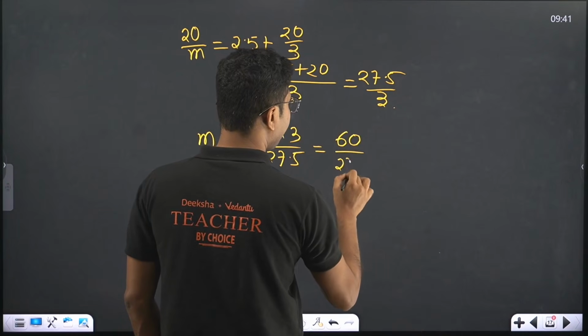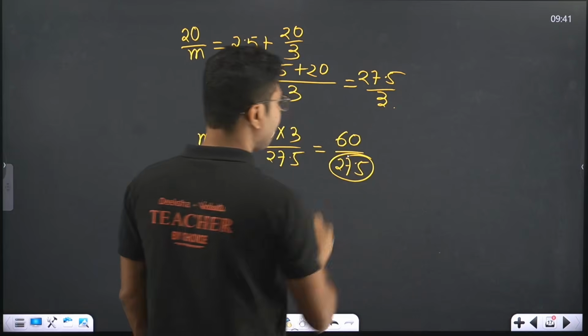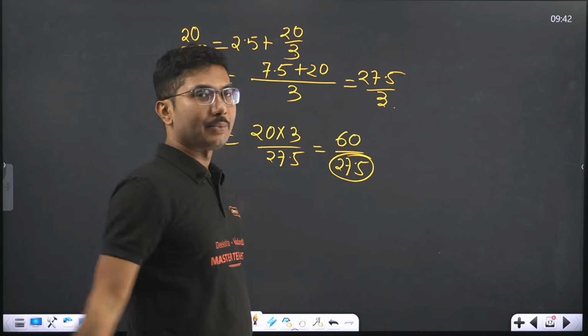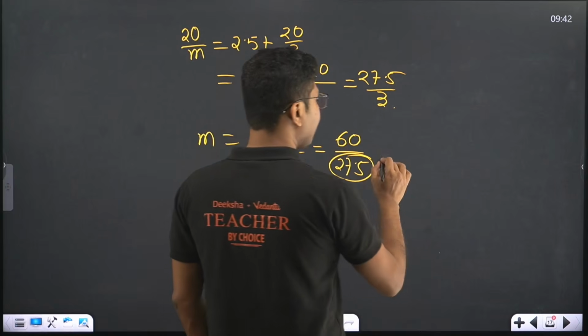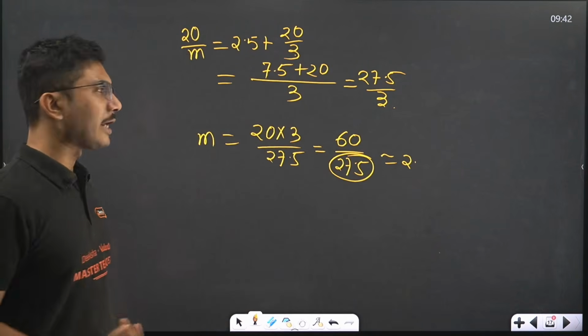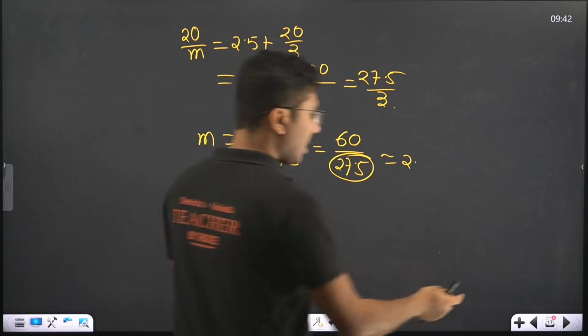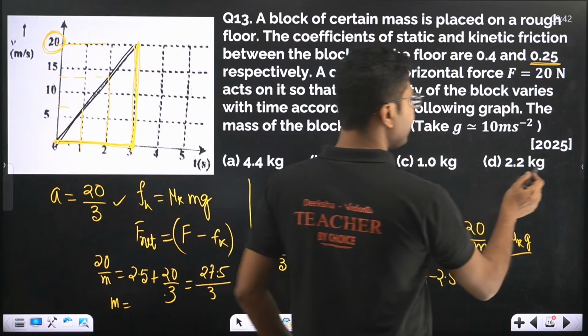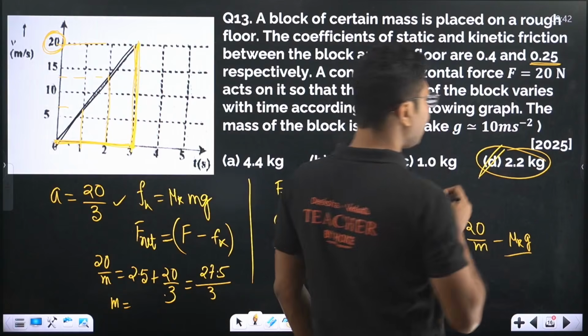divided by 27.5. Now if this number was 30, then our answer is very simple. It will be 2, right? So it means it will be 2 point some value, slightly more than 2. Now if you go to our options, you will see that only one such option is there, which is 2.2 kg. So definitely this is the correct answer.